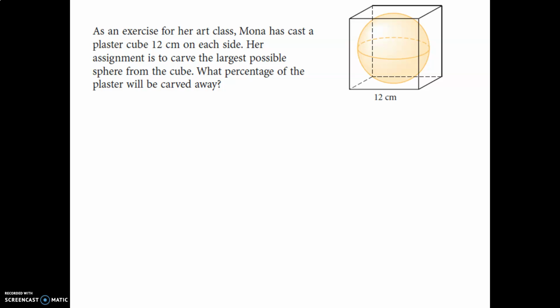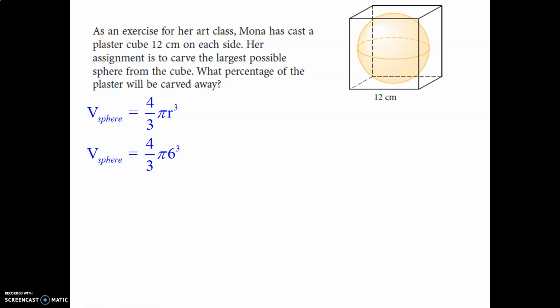Okay, so now we have, I think, 2 problems. Here's the first one. As an exercise in her art class, Mona has cast a plaster cube 12 centimeters on each side. Her assignment is to carve the largest possible sphere from the cube. What percentage of the plaster will be carved away? Kind of a daunting problem. So I say, well, let's start with the volume of the sphere that we just learned, 4/3 pi r cubed. Now, remember it says the cube is 12 centimeters on each side. So if that sphere just fits inside, its diameter is 12, so its radius would be 6.